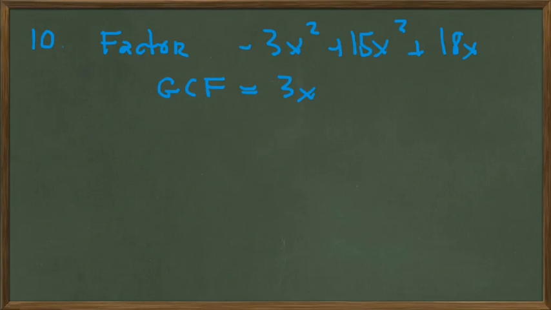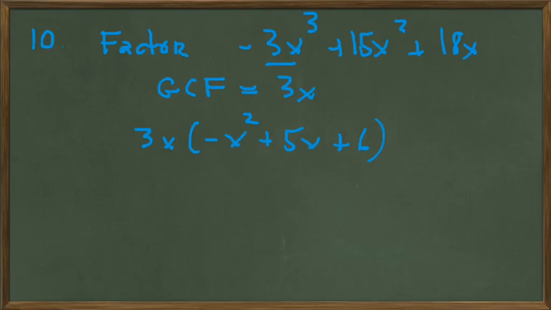Okay, in factoring this problem, we notice that each term has a common factor of 3x, so that's our greatest common factor. We remove the 3x, which gives us minus x squared, minus 5x, plus 5x. This term is actually minus 3x cubed, so when we remove the 3x, we get minus x squared plus 5x plus 6, which factors further.